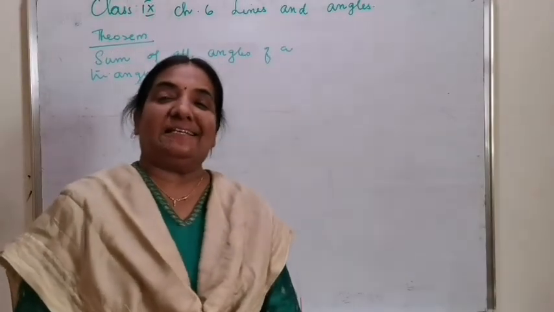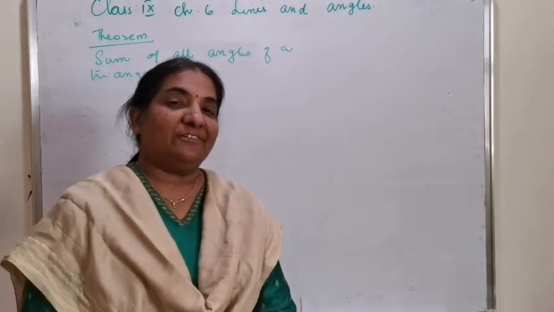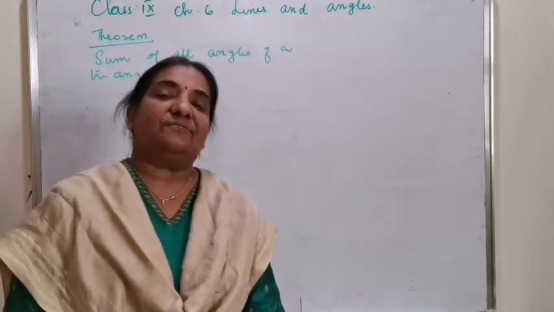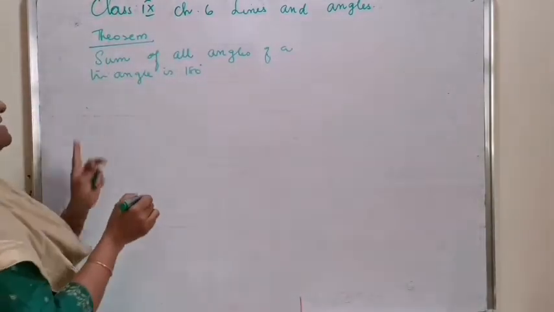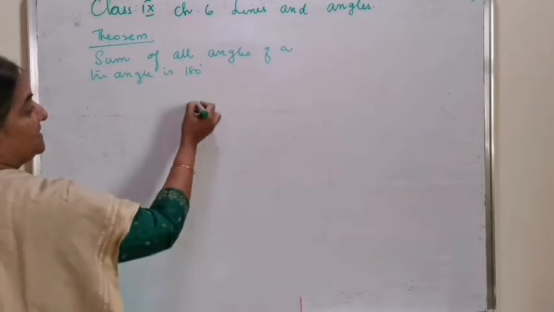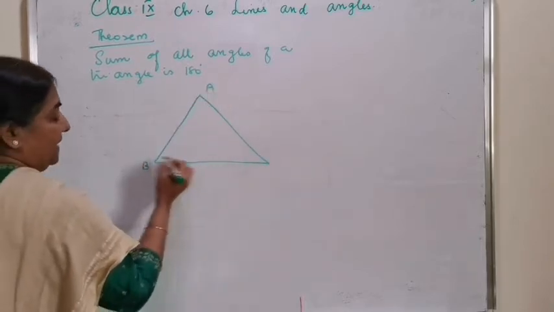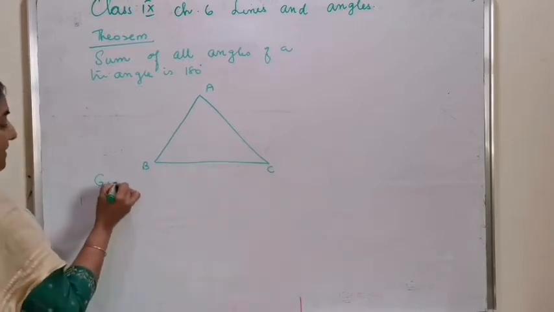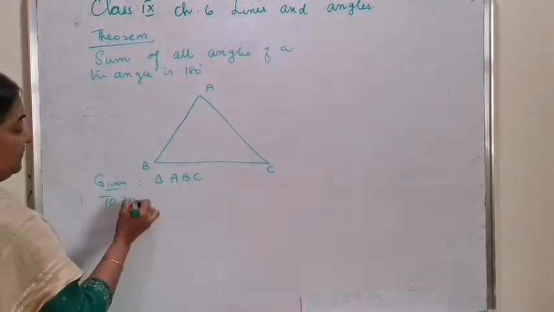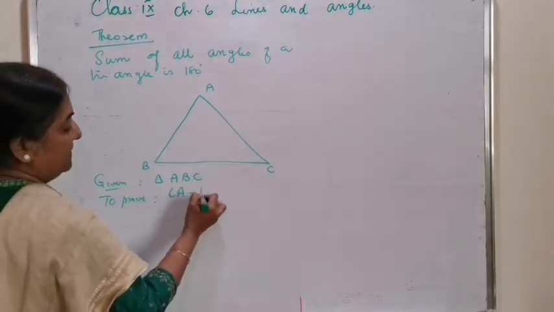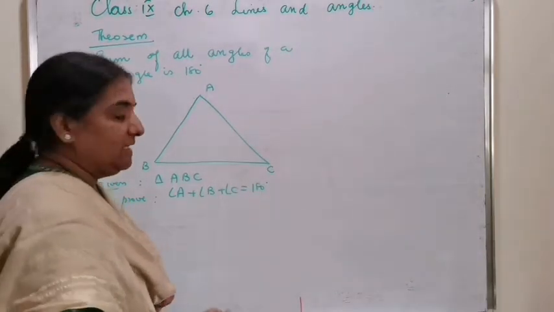The theorem in the lesson is the angle sum property of a triangle. What is the angle sum property of a triangle? Sum of all angles of a triangle is 180 degree. So the statement is sum of all angles of a triangle is 180 degree. You will be given only a triangle ABC, given a triangle ABC, and what you have to prove is angle A plus angle B plus angle C is equal to 180 degree.